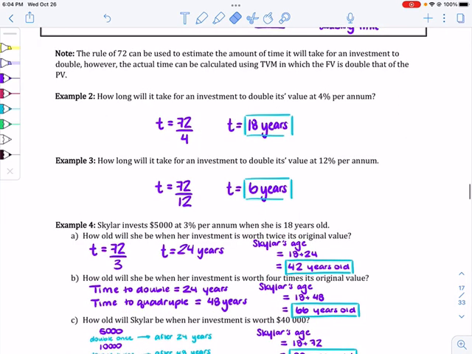So if I'm looking at these examples, and I'm just going to pinpoint this one here. If I have an interest rate of 4%, it's going to take approximately 18 years for my investment to double. So if I put in $100, in 18 years I should have $200. If I put in $5 million, then in 18 years I should have $10 million. So the amount that I've invested isn't really a big deal. It just tells me roughly how long it'll take that investment to double.